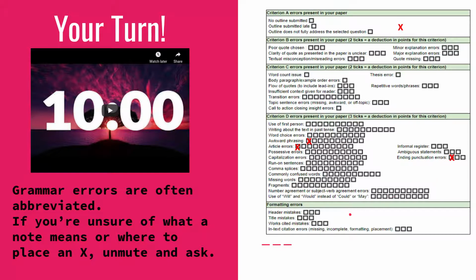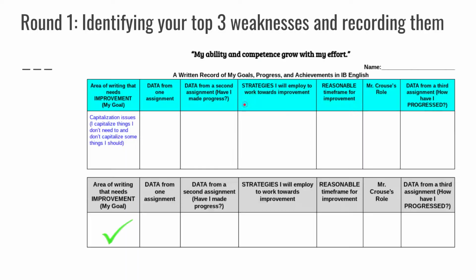And then down at the bottom, there's a formatting errors section. If there was something wrong with your header or the title, mistakes, a works cited problem, or an in-text citation problem, etc. So pause the video here and do that before resuming. Okay, so now that you've finished that, let's move on to the next step.